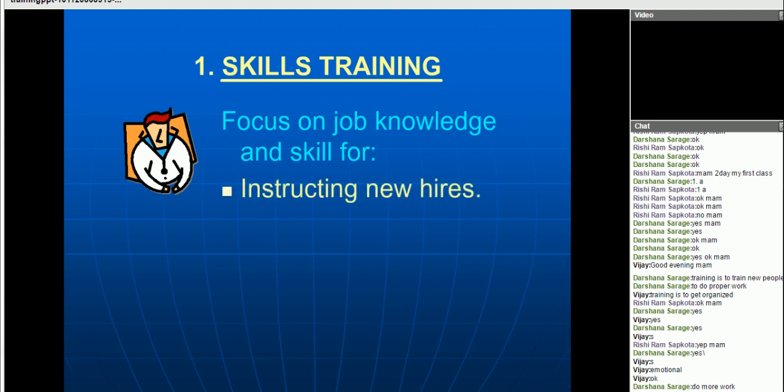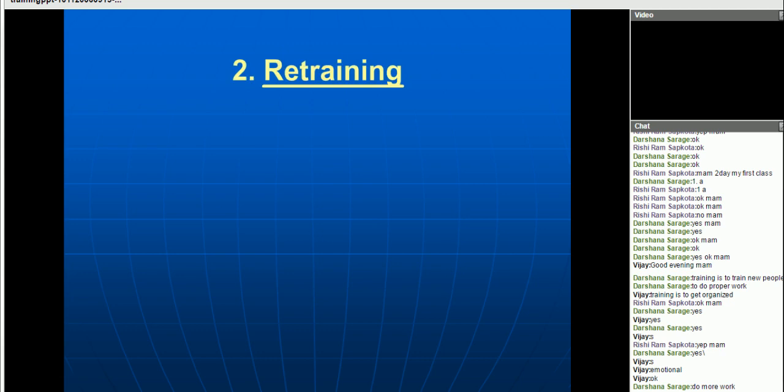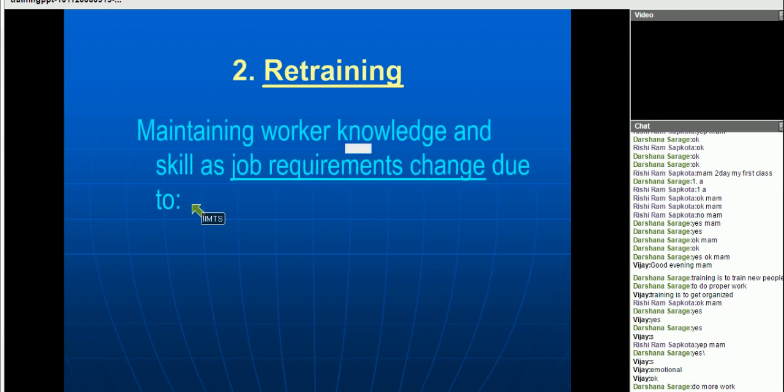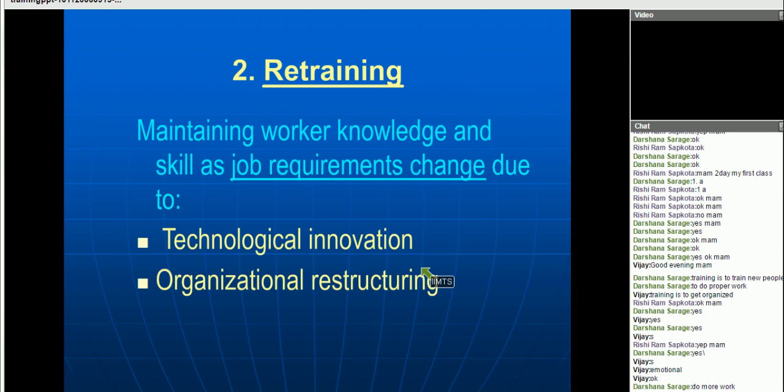It focuses on the job knowledge and skill for instructing the new hires, overcoming performance deficits of the workforce. Like people who are already working, they may not be giving adequate results. So to improve their performance, such a training may be given to them. Then retraining, maintaining the workers' knowledge and skill as job requirements change due to technological innovation and organizational restructuring. This is the type of training which is given to the existing employees only. New employees are not given such a training.